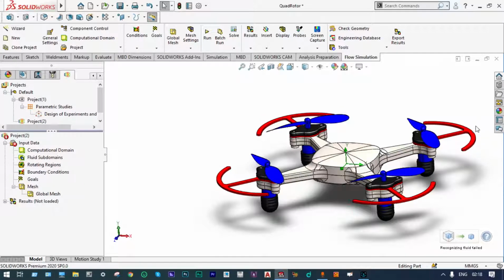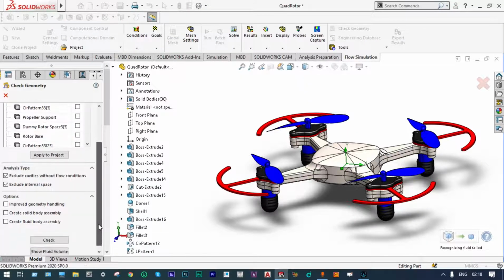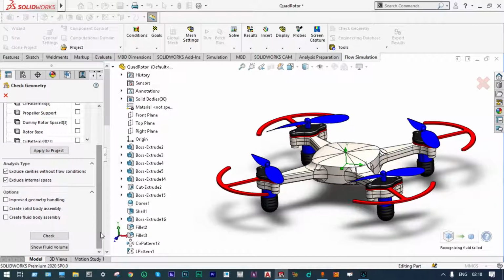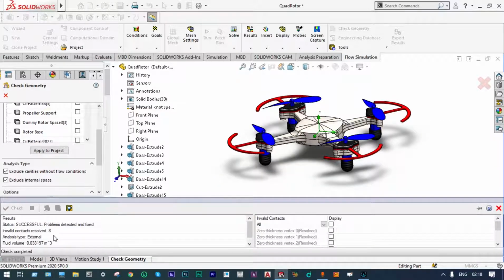Let us check the geometry. We have disabled the unimportant parts of this quadrotor. Let us check the geometry and see whether it is okay or not. We're considering this one as an external analysis. Let us check this. Status is successful. Our model is ready for simulation.